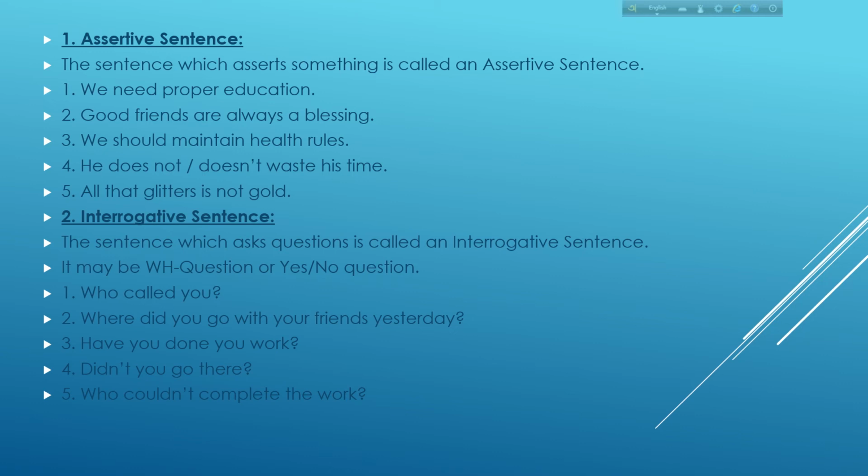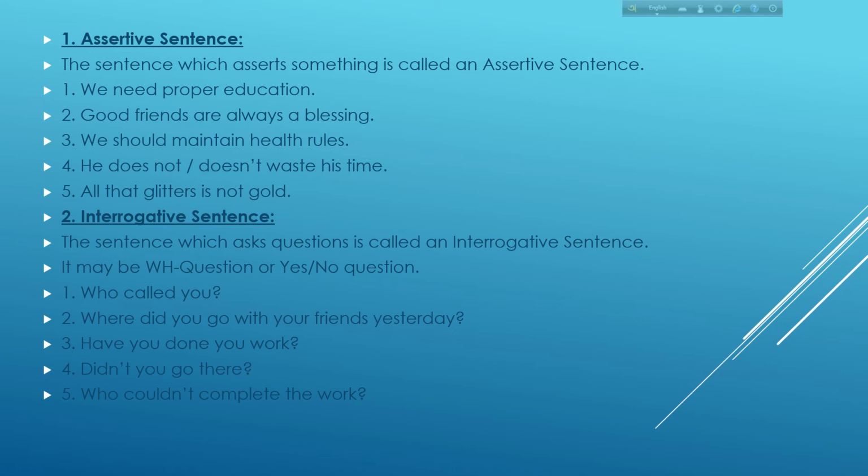Maybe the punctuation marks can be given or may not be given. So what is an assertive sentence? The sentence which asserts something is called an assertive sentence. For example, we need proper education. Good friends are always a blessing. We should maintain health rules.